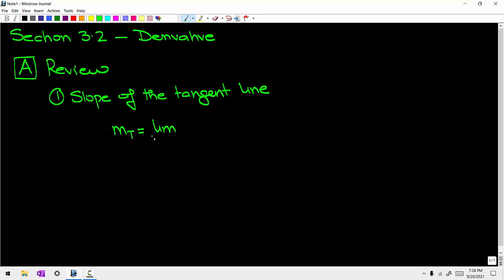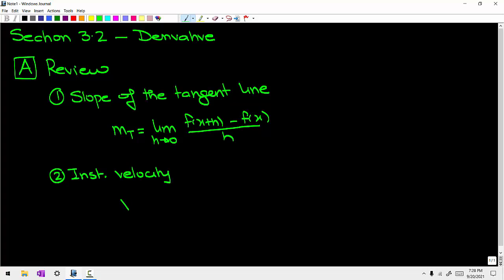We had the limit as h goes to 0 of f of x plus h minus f of x divided by h. And the second application we took a look at was instantaneous velocity. And the formula we came up with there was v is equal to the limit as delta t goes to 0 of s of t plus delta t minus s of t over delta t.